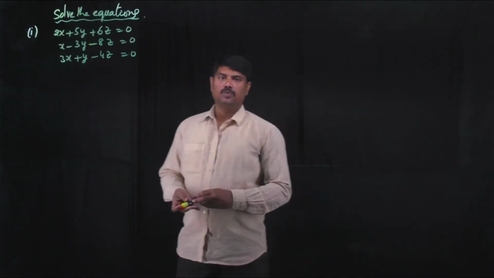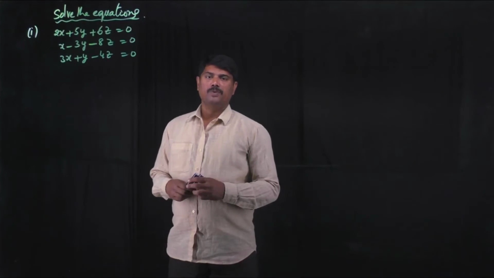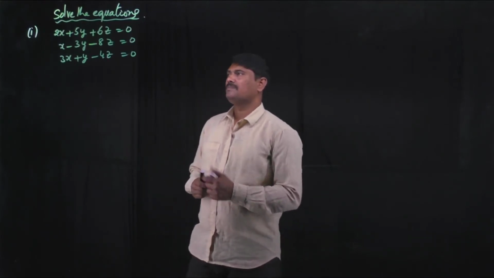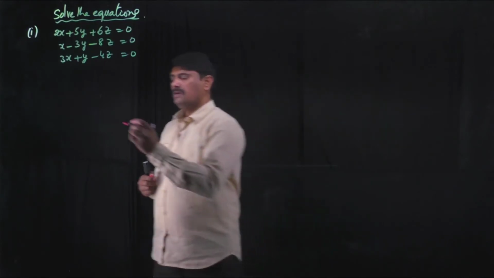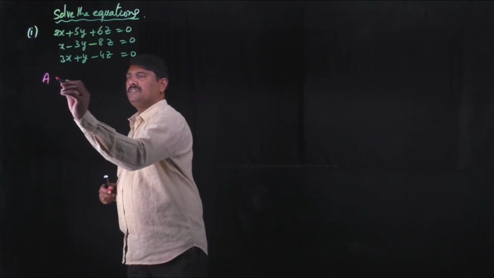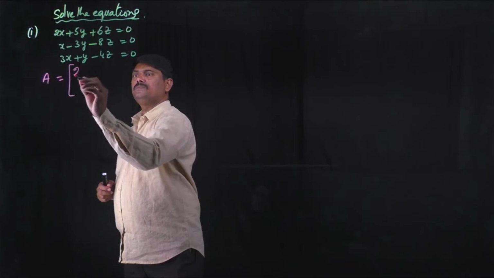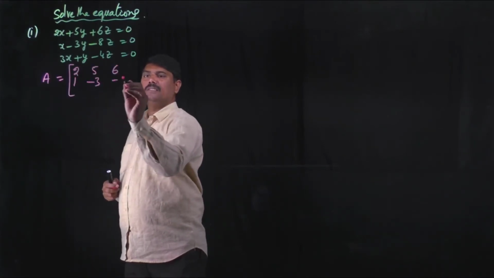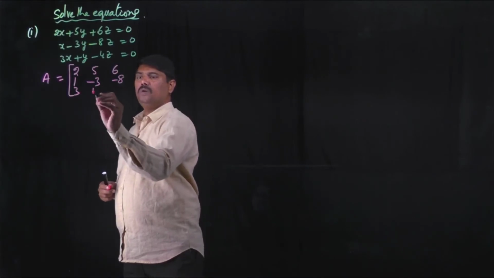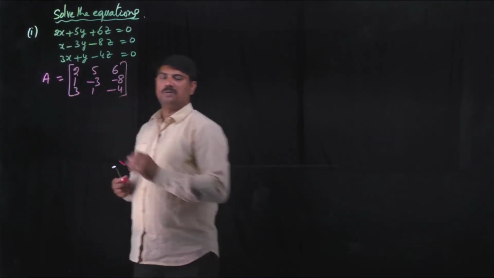Now we will do one problem solving homogeneous equations. These are the 3 given homogeneous equations. For these equations, consider the coefficient matrix 2, 5, 6, 1, minus 3, minus 8, 3, 1, minus 4. This is the coefficient matrix.